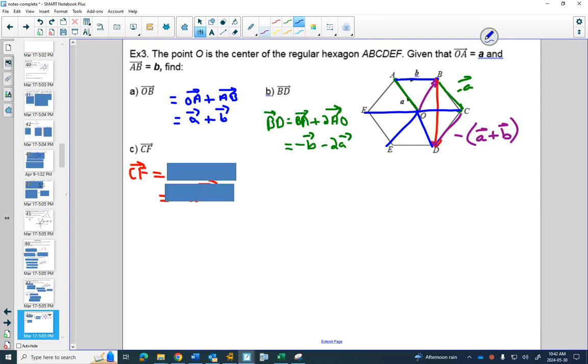So if I want to go from C to F, can you see that that's just a negative B and a negative B? And you get negative 2B. All right, that's where we'll stop for today.